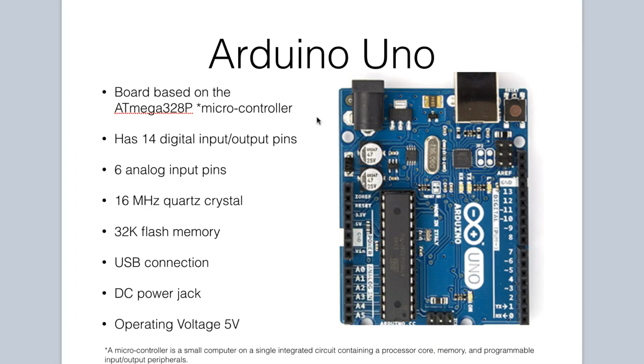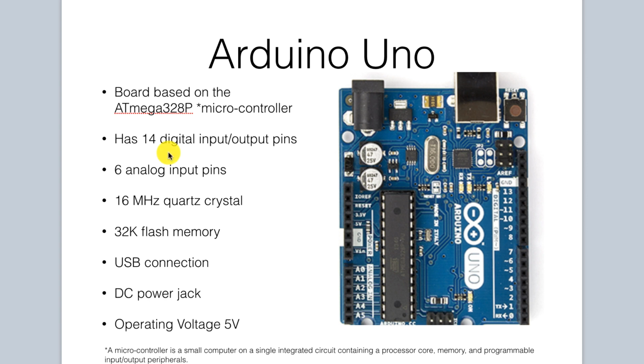The version of Arduino we will be using for our class is the Arduino Uno. It is the most popular flavor of Arduino. You can think of it as the basic model, and it has the following characteristics. The board is based on the ATmega 328P microcontroller, and when we say microcontroller, what we mean here is it's a small computer on a single integrated circuit containing a processor core, memory, and programmable input-output peripherals.